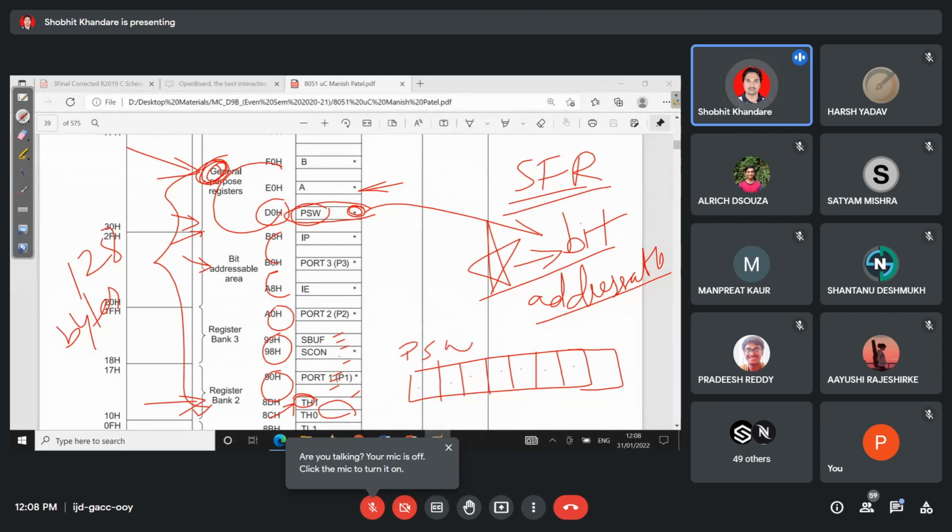और ये PSW का एड्रेस, बाइट एड्रेस क्या है? D0H, बराबर है. और यहाँ पे आपको एस्ट्रिक है. इसका मतलब ये PSW is also bit addressable. इसका मतलब इसमें का इंडिविजुअल बिट आपको चेंज करना है तो आप कर सकते हो.